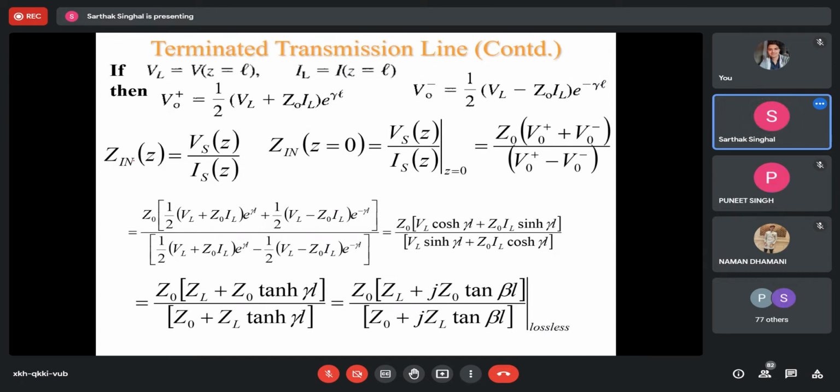Then there is another parameter, which is the input impedance, which we talked about. So the input impedance at any point on the transmission line can be evaluated as the voltage at that point upon the current at that point, right? So this will be the equation.